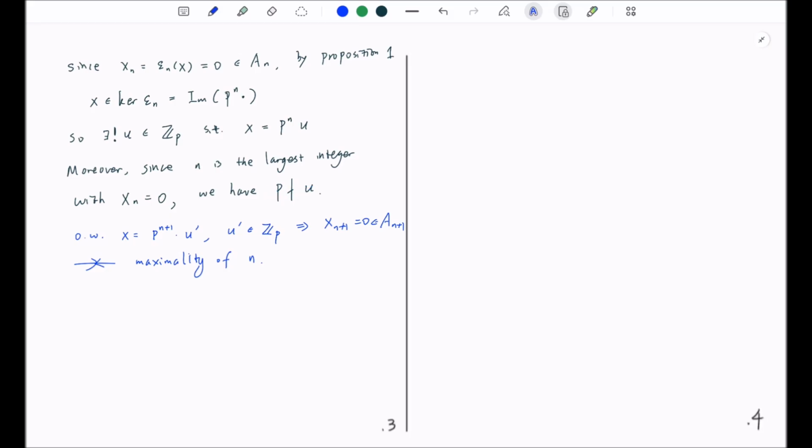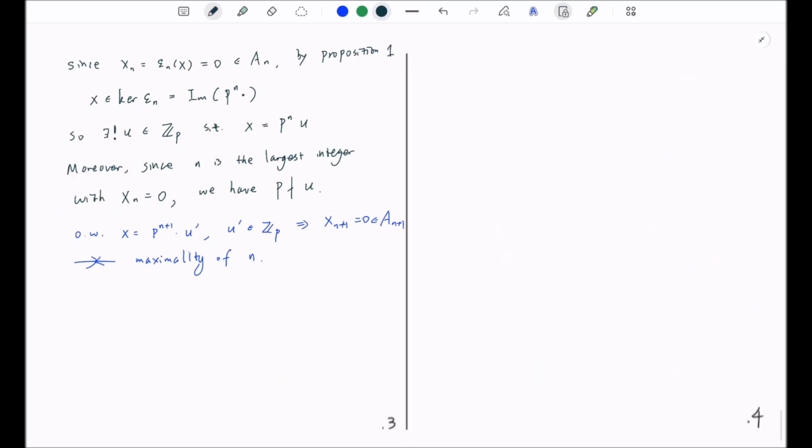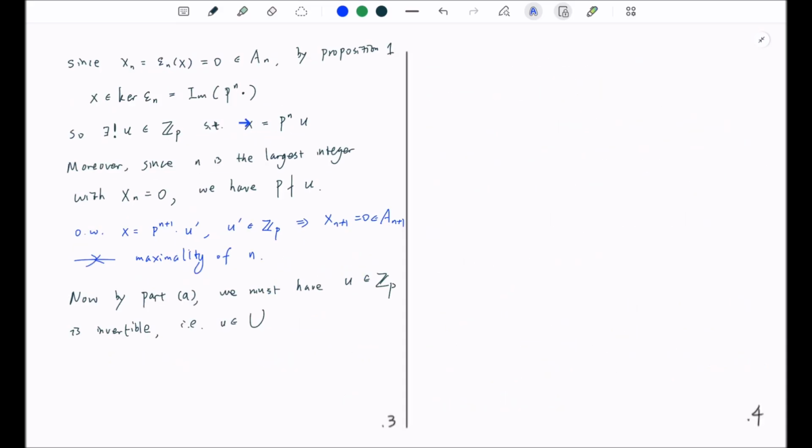And because p cannot divide u, by part A of our proposition, we must have u is invertible. Namely, u is in this capital U, the subgroup of all invertible elements in Zp. And this gives the existence of this decomposition.